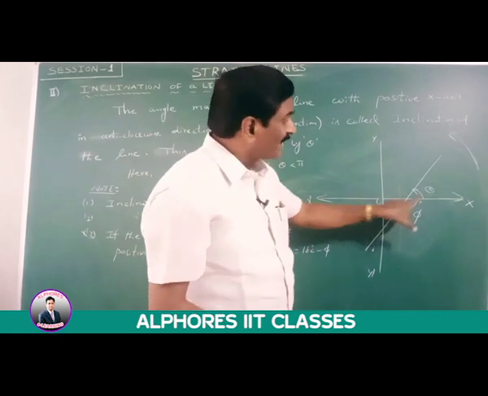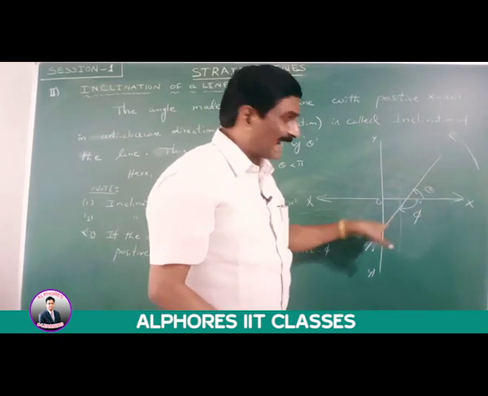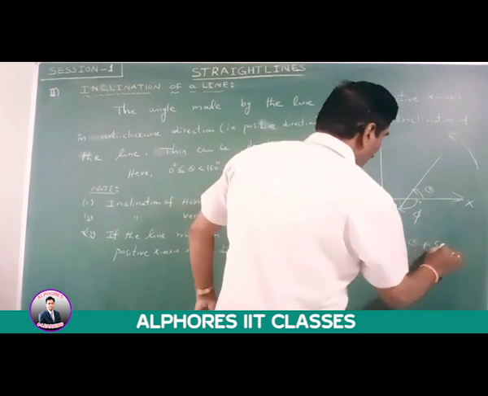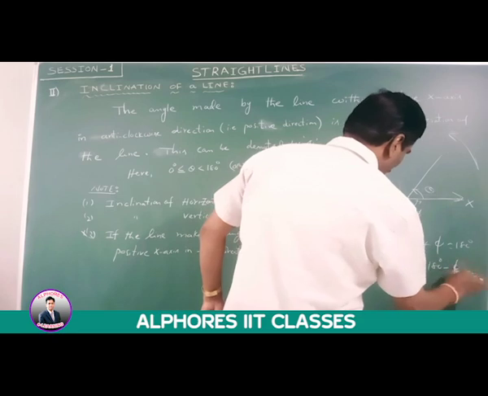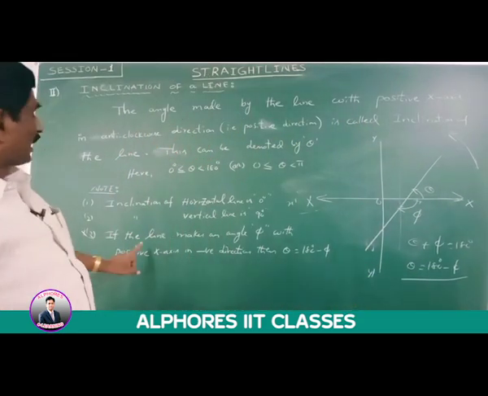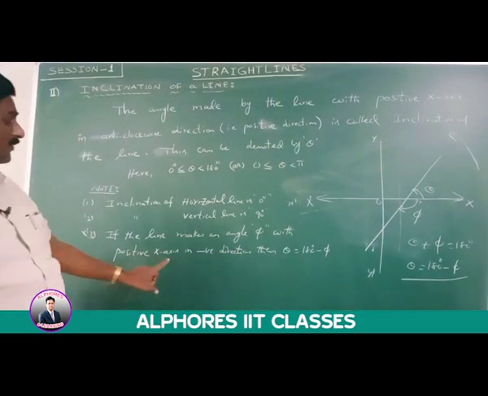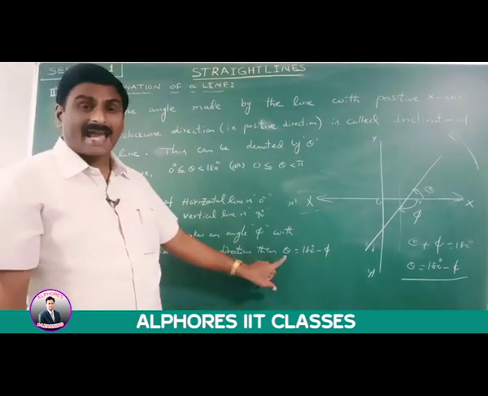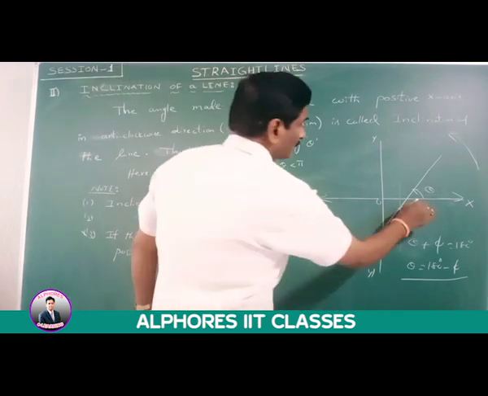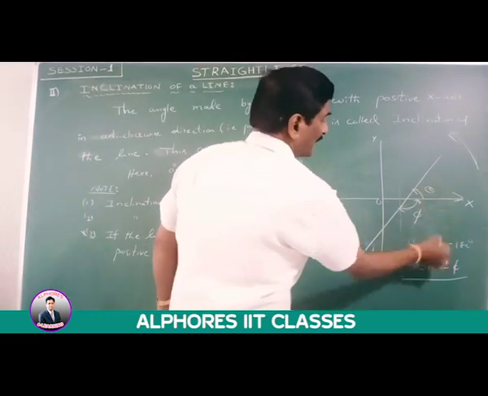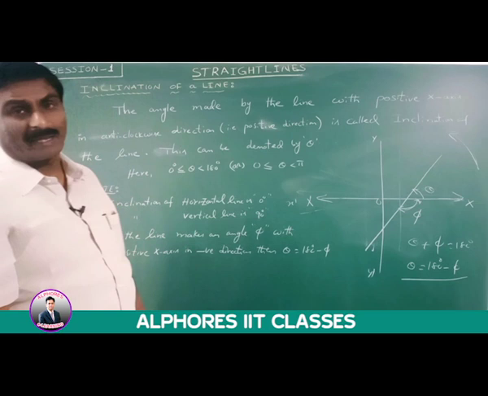But angle of inclination is equal to theta. It is the straight angle. Theta plus pi is equal to how much? 180 degrees. So, what is the value of theta? 180 minus pi. If the line makes an angle pi with positive x-axis in negative direction, then angle of inclination theta is equal to 180 minus pi. Please note this value. It is the pi. Pi plus theta is equal to 180. So, theta is equal to 180 minus pi.